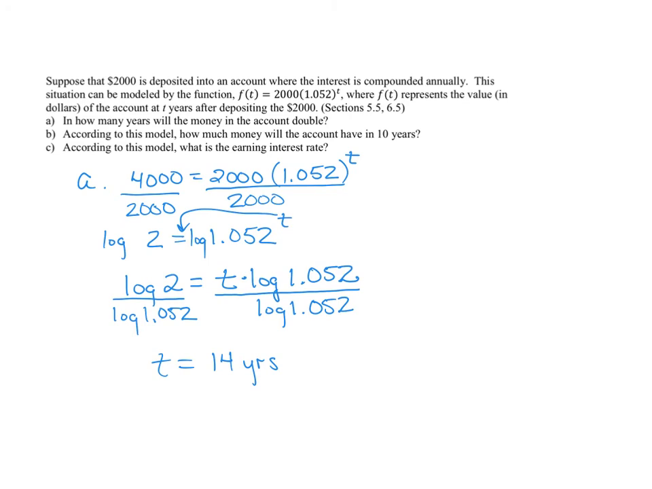Okay, for part B, it says, according to the model, how much money will the account have in 10 years? So for B, we're wanting to know the amount of money, so we have f of 10. 10 is a x value, or a t value. So we're looking for when t is equal to 10. So we get 2,000 times 1.052 raised to the 10th power.